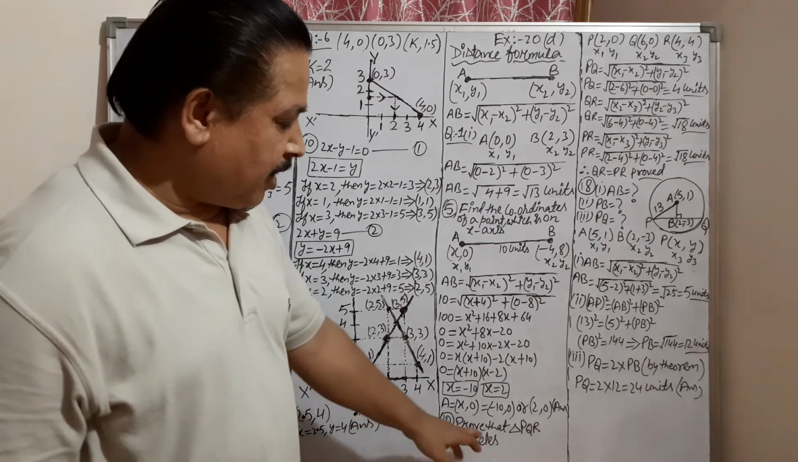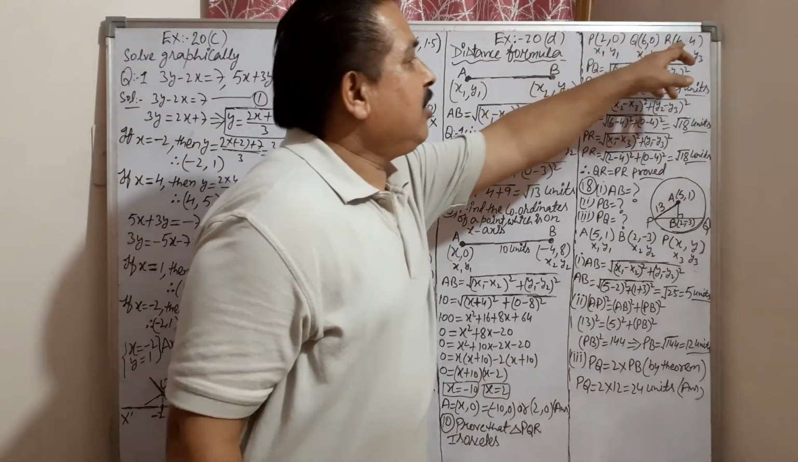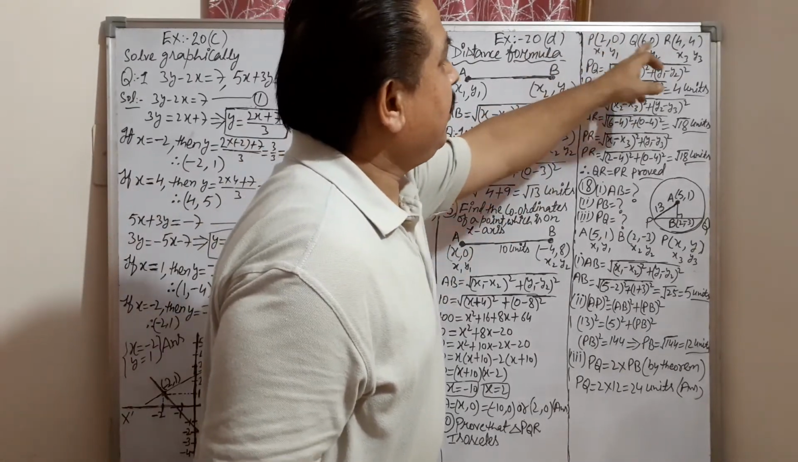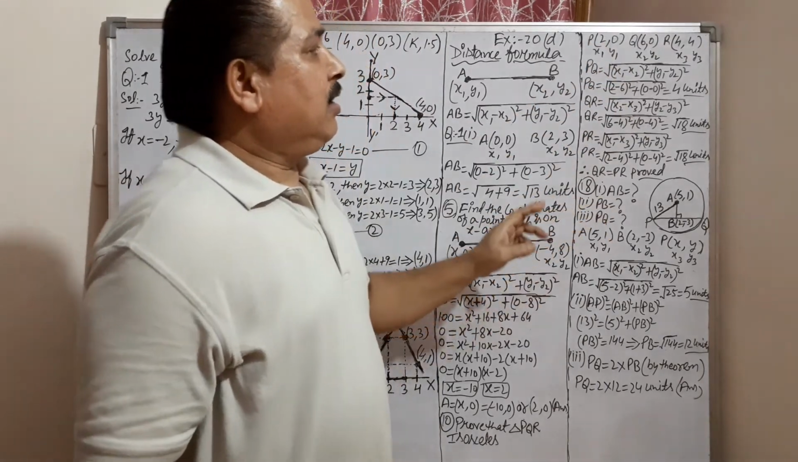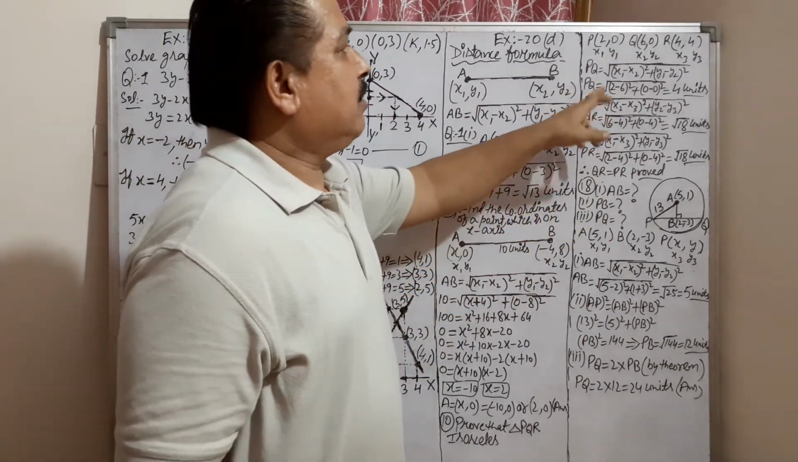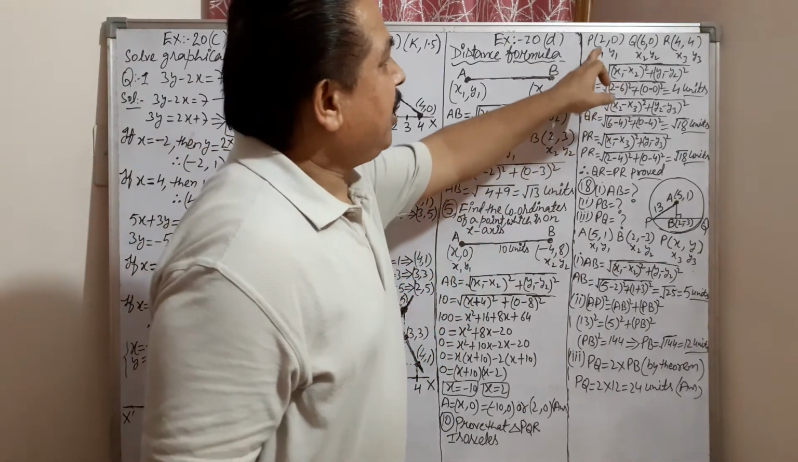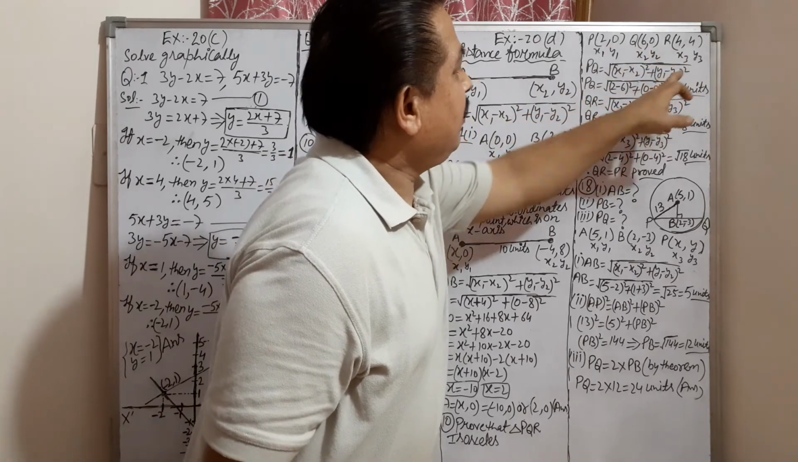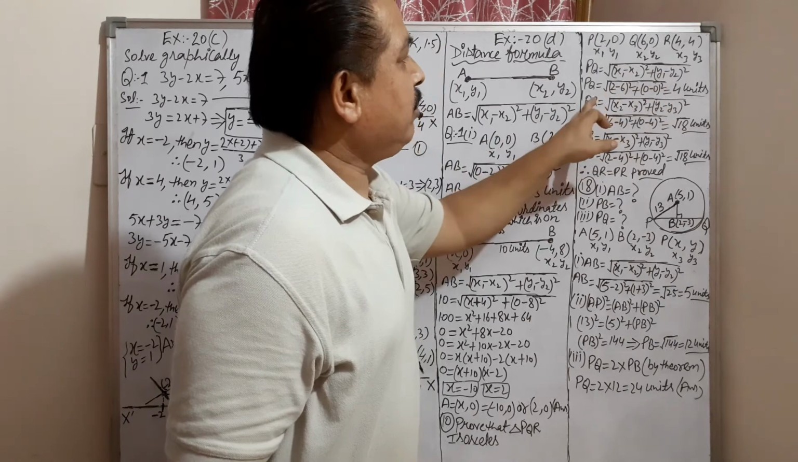Question number 10. Prove that triangle PQR is an isosceles triangle. These are three coordinates. The vertex coordinates of the triangle PQR are given. So we have to prove that this triangle is an isosceles. So you know an isosceles triangle has two sides equal. Get the length of the sides. This is x1, y1. This is, suppose, x2, y2. This is x3, y3. For the PQ length use the distance formula.